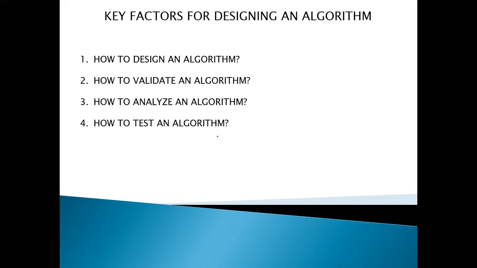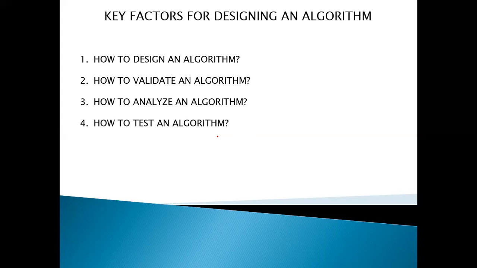First key factor, how to design an algorithm. For designing an algorithm, some techniques are there which will be learned in the upcoming units. Some of them are divide and conquer strategy, greedy algorithm, dynamic programming, backtracking, branch and bound. All of these designing techniques will be learned in upcoming units. After that, how to validate an algorithm. Here, validation means to check whether it satisfies the constraints or conditions which apply to that problem also.